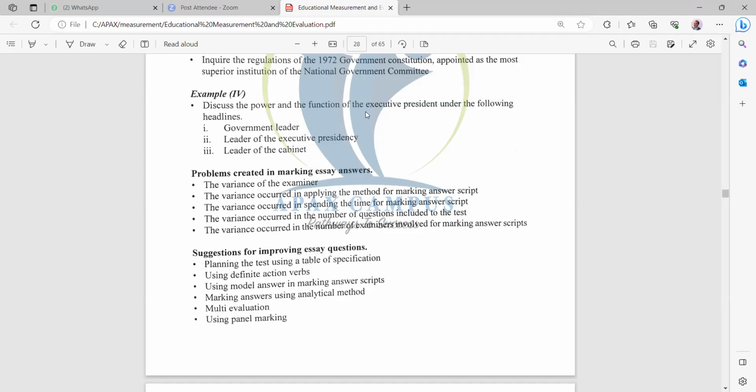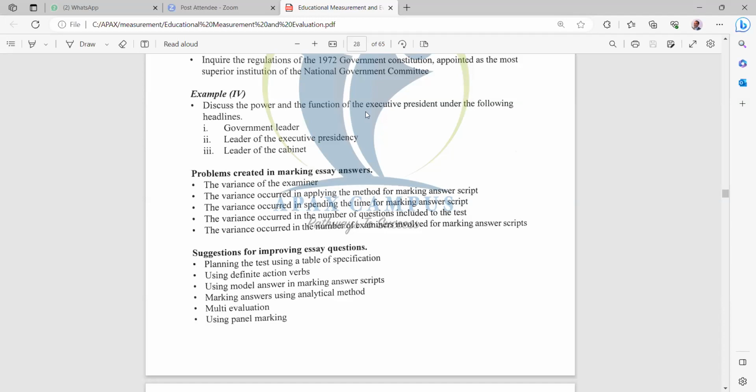Using definite action verbs, using model answer in marking answer scripts. This naturally happens. We have a kind of pilot marking, right? Where you do some questions, then the panels discuss and come to a conclusion. So using model answer in marking answer scripts, right?